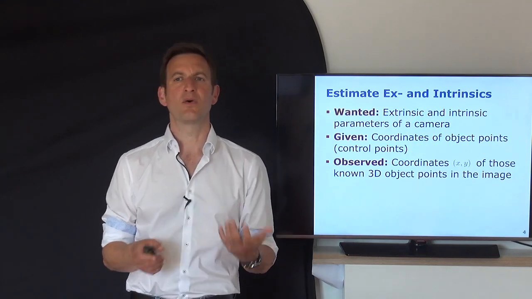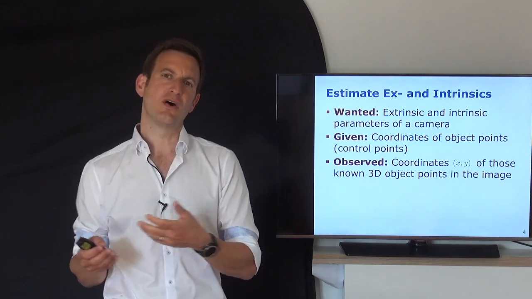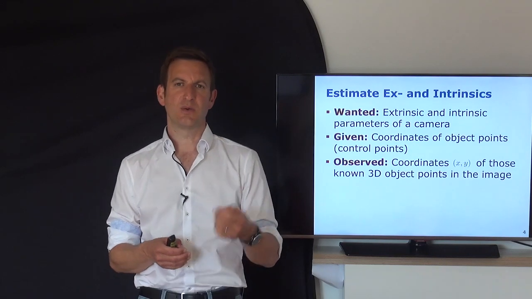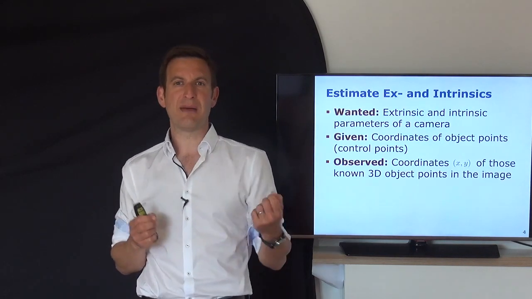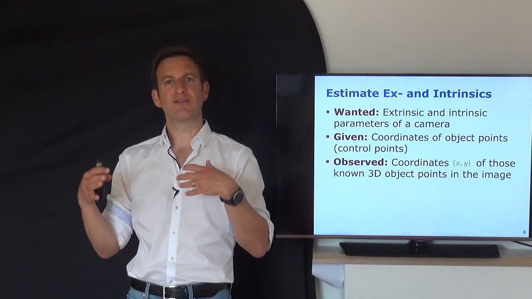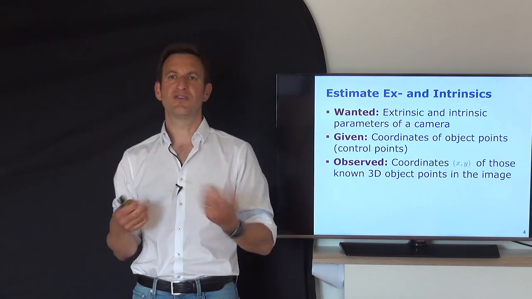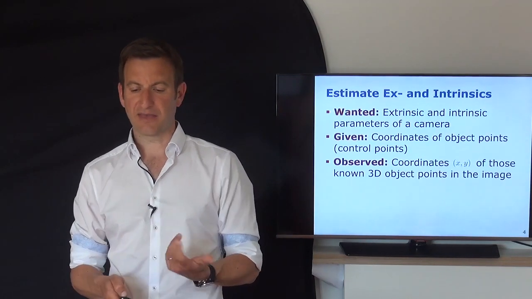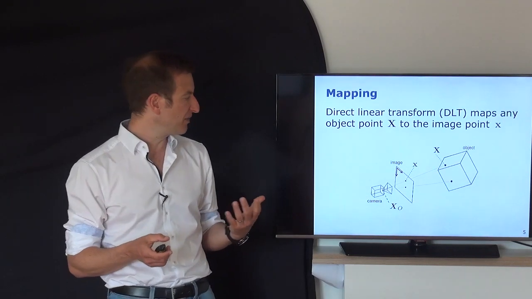What is given are the coordinates of the object in the 3D world, as well as observations of the locations of those points in our image. And we assume to know the data association, so we know which point is mapped to which pixel in our image. Based on the known 3D coordinates of the control points and the observations, we want to estimate the parameters in P, so the intrinsics and the extrinsics. And the mapping works using this DLT. That's something that we have described.